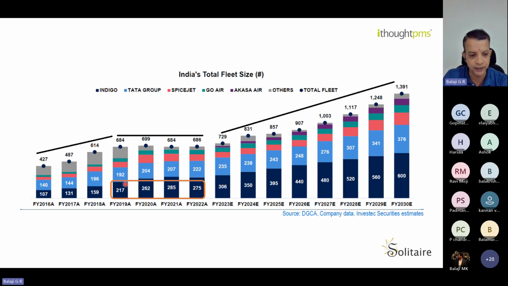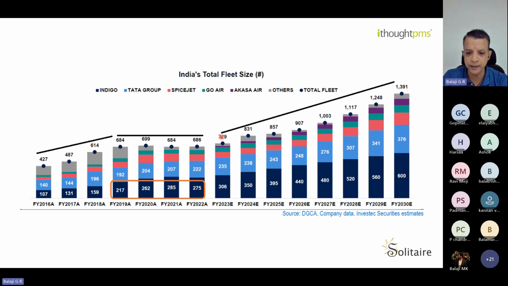So from 217, which itself was a big jump from 159, moved to 262, 285, 275, right? If you look at 159 to 285, this is a journey where they created capacity at a time when the demand actually collapsed. Obviously, it could be even a serendipity or a well thought out strategy, capacity in a structured manner. But this capacity addition led to capturing the growth when the growth came back.